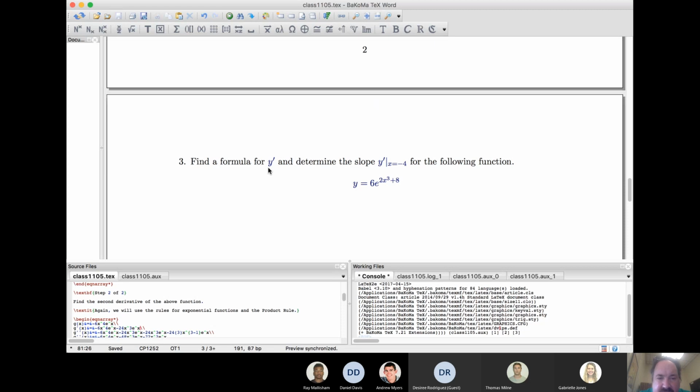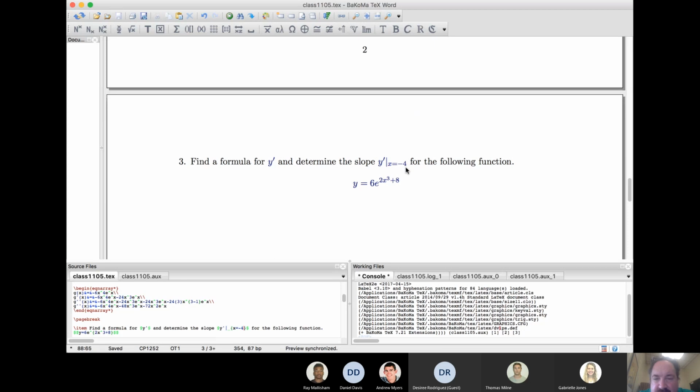Here it's asking for a derivative again. Your function is labeled y, so a derivative will be y prime. And then it's asking for a slope. Now the slope is the derivative at a certain point. And this is rather strange notation here of a vertical bar. What this says is, after you get the derivative y prime, you're going to evaluate it at x equal minus 4. So you're going to plug in x equal minus 4 into your derivative after you get it.